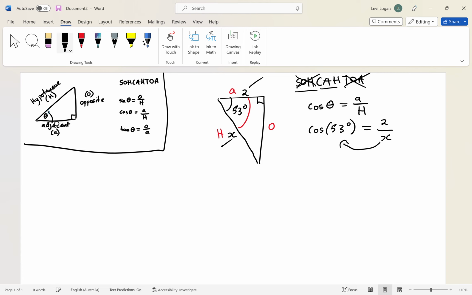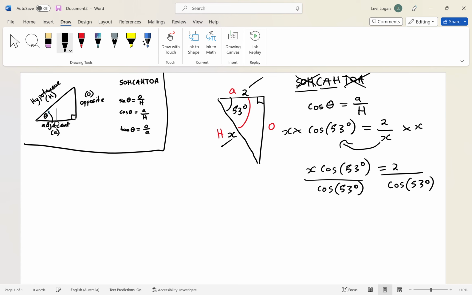Alright, so we need to move the x up there, so we're going to multiply both sides by x. x cos 53 degrees equals 2. Now we're going to divide by cos of 53 degrees on both sides. So x is equal to 2 over cos of 53 degrees. Have that in your calculator. Using a calculator, x is approximately 3.32. Okay? Alright. Rub this out and we'll have another go at one more example.